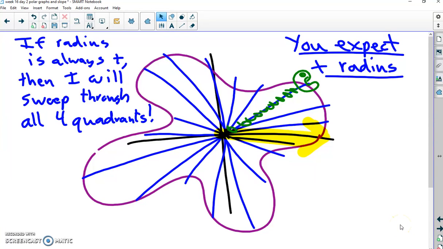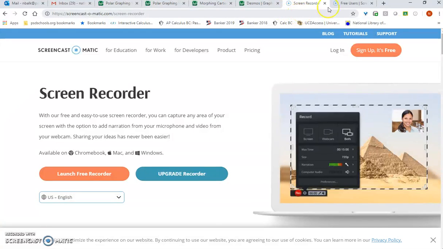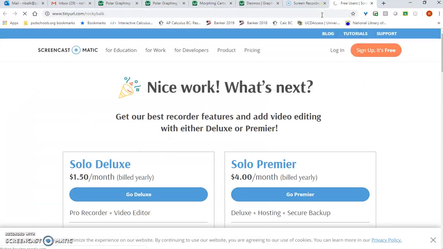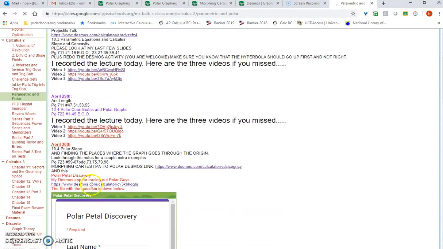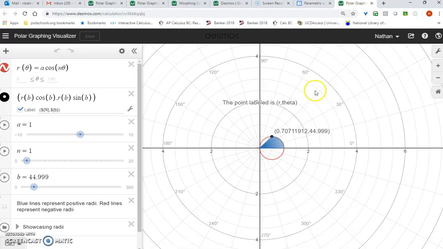Okay, so now I have a link on the website that I want to show you. Inside the parametric polar, April 30th, in the red section, there's a link that's going to help us try and see these things. I'm in degrees, just because it helps you see stuff better.